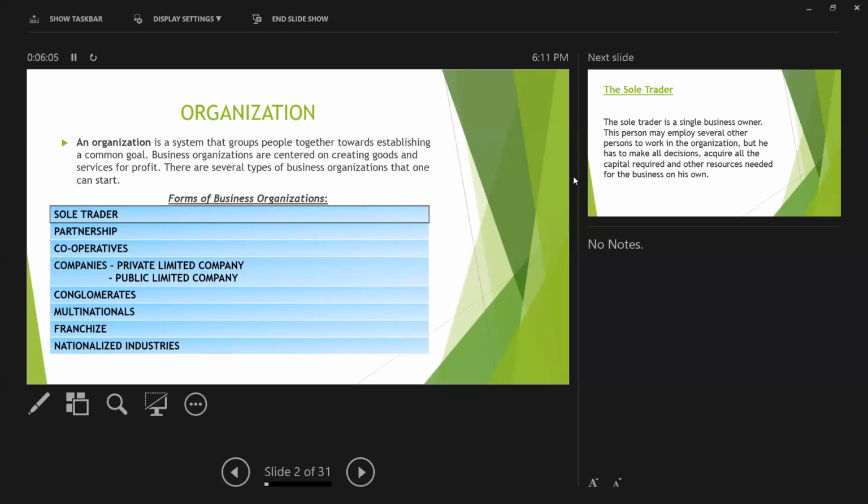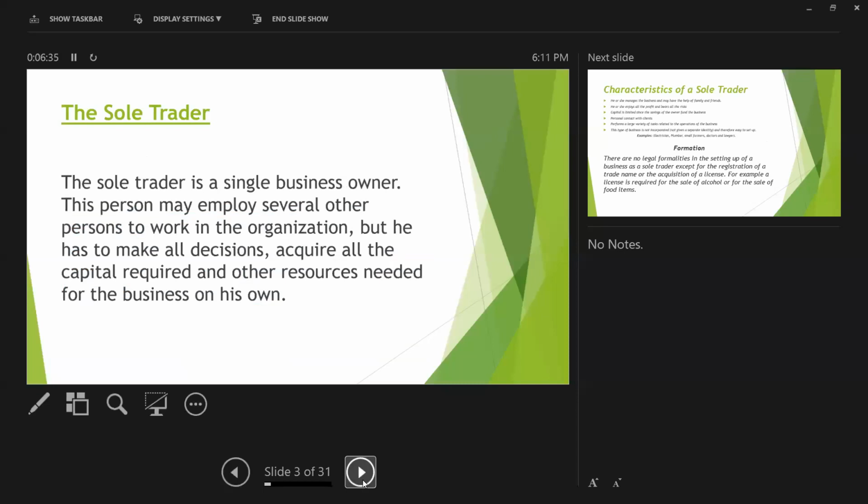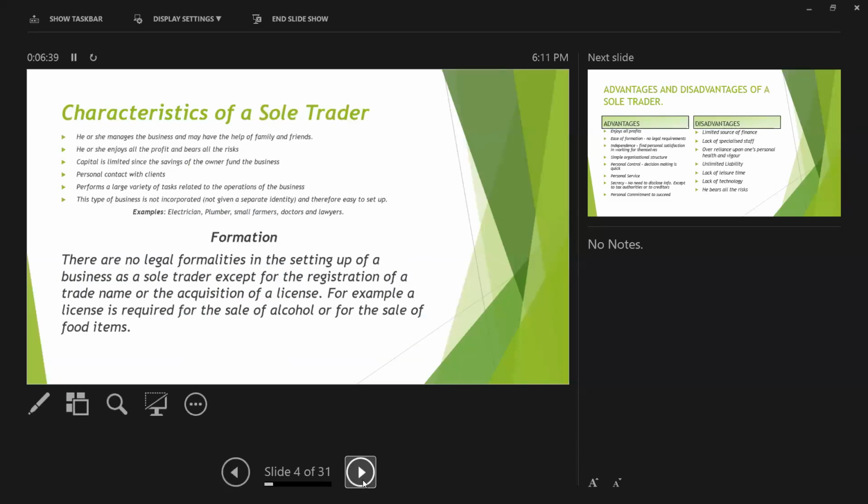Okay. So sole trader. We say a sole trader is a single business owner. We looked at that last week. And we also said that he or she will make all the decisions of the business. He or she will get all the profits, as well as if there are any losses, he or she will incur all the losses. That is a sole trader business. So we did that last week. We looked at the definition, as well as the characteristics of a sole trader.